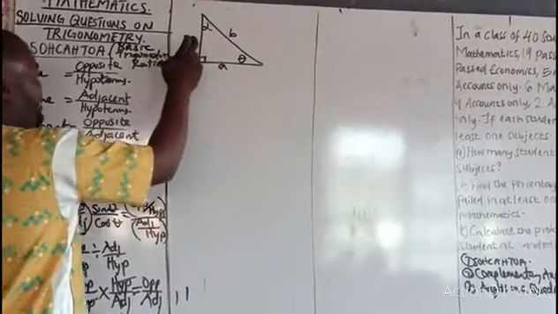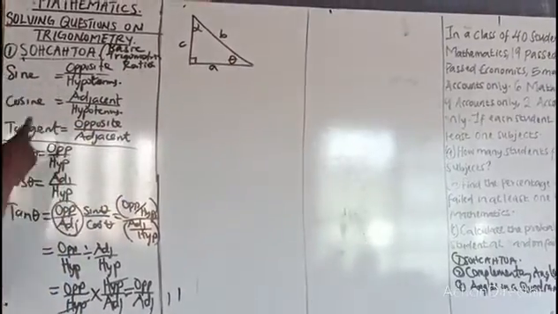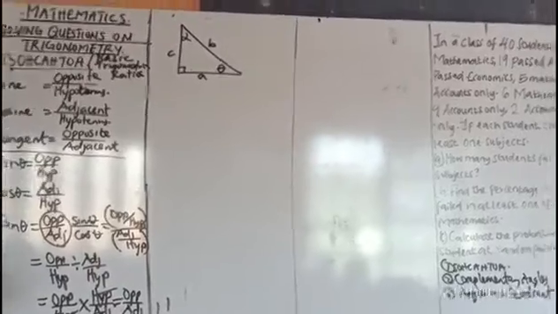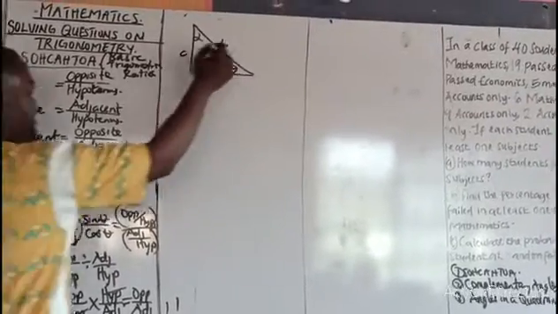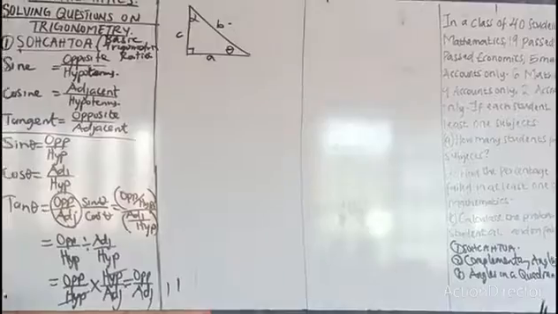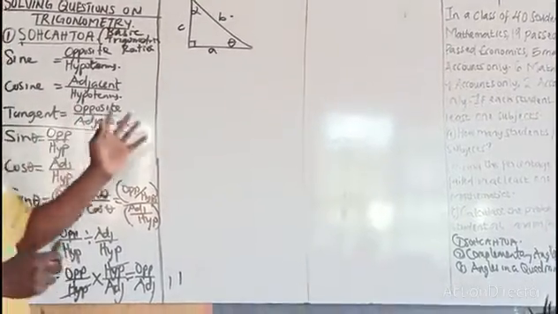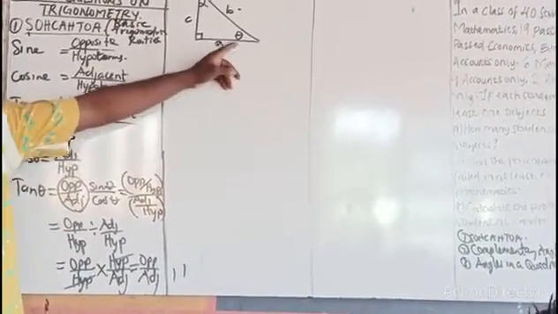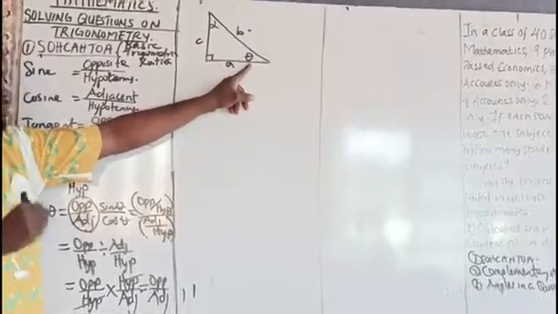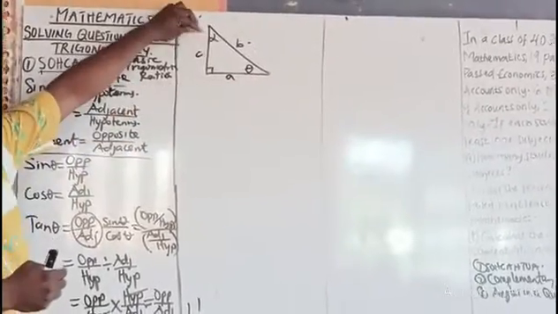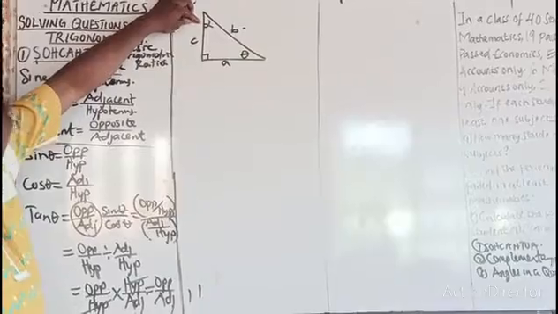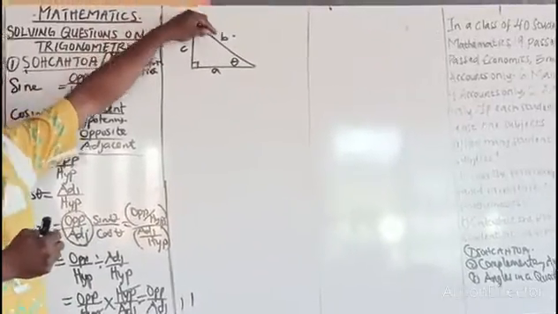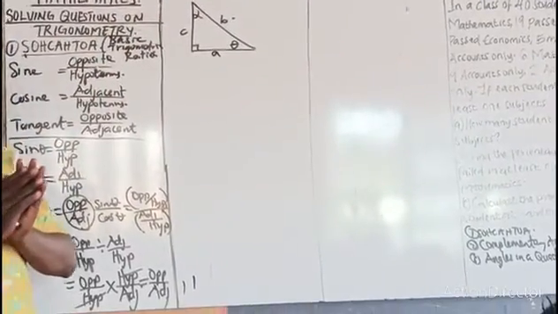Let's look at the sides here. We have C, B, A. Which of them can you see is the longest? B. B is the longest. That means B is the hypotenuse. No matter the angle that we are talking about, if we are talking about this theta, which side is hypotenuse to theta? B. If we are talking about this angle, alpha, which side is hypotenuse to alpha? It's still B. Your hypotenuse is always the same.